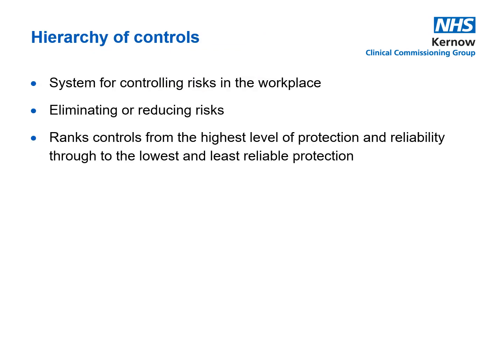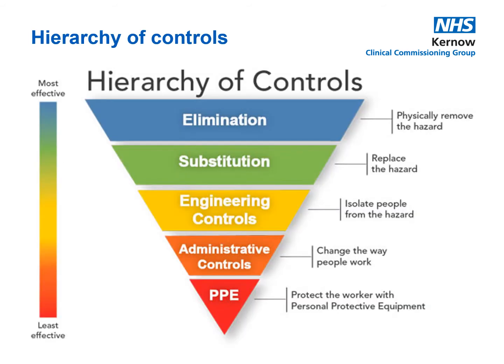The hierarchy of controls is a system for controlling risks in the workplace. It looks at either eliminating or reducing risks, and it ranks control measures from the highest level of protection and reliability through to the lowest and least reliable level of protection. So as you can see from the table, control measures which physically remove the hazard eliminate risk and are the most reliable control measures. Next in the table is substitution, which replaces the hazard.